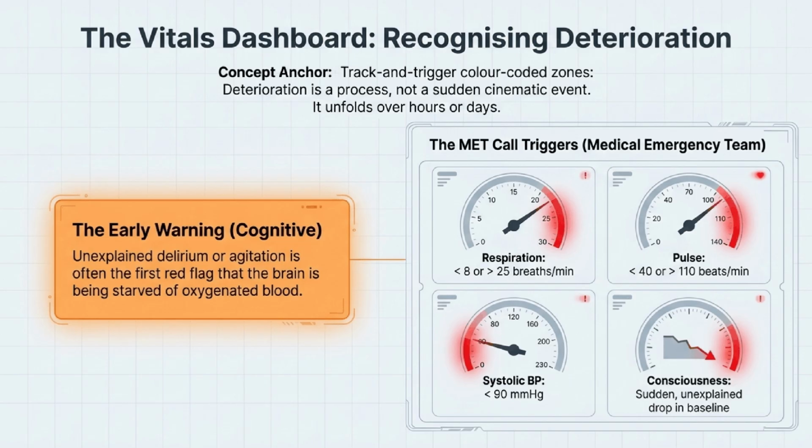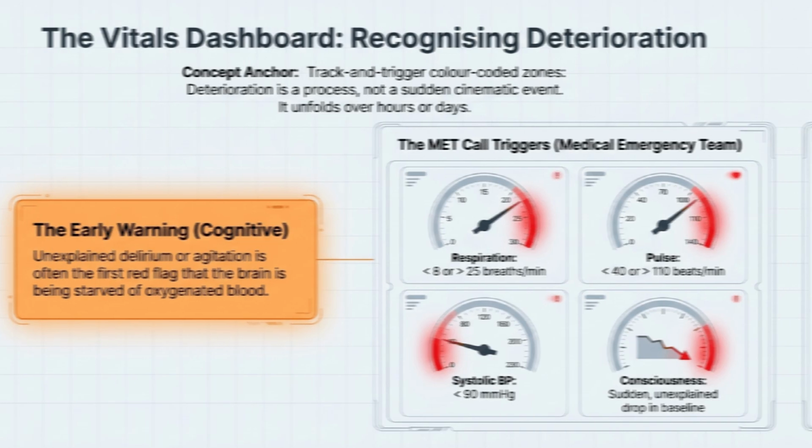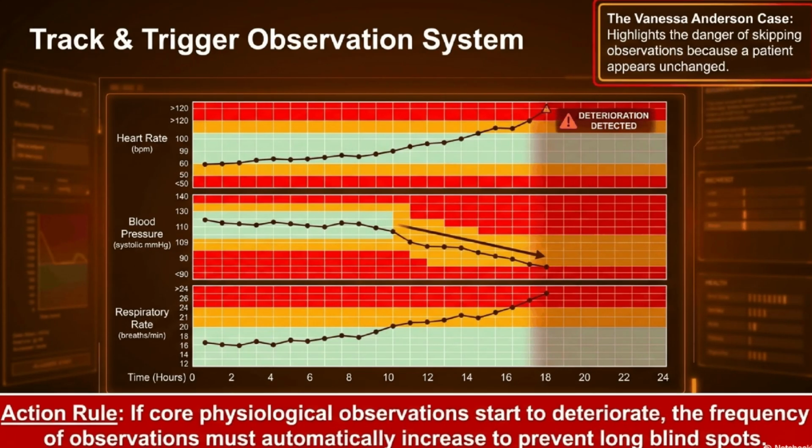To catch it, hospitals use track and trigger graphical observation charts. Exactly. Instead of just writing down numbers on a clipboard, clinicians plot the patient's vital signs on a chart broken into color-coded zones. If a patient's heart rate or respiratory rate slowly drifts into an orange or red zone, it visually triggers a mandatory protocol-driven response. And that response is often a MET call, a medical emergency team. The triggers for this are pretty stark.